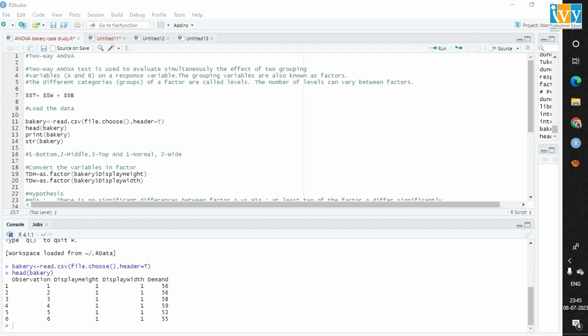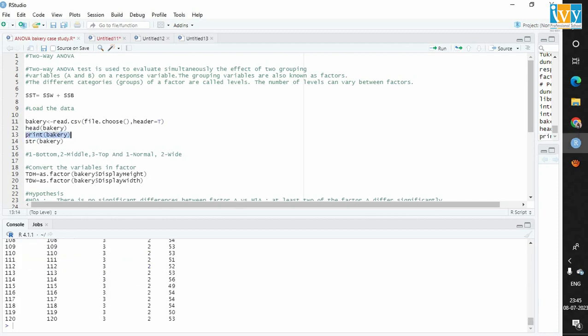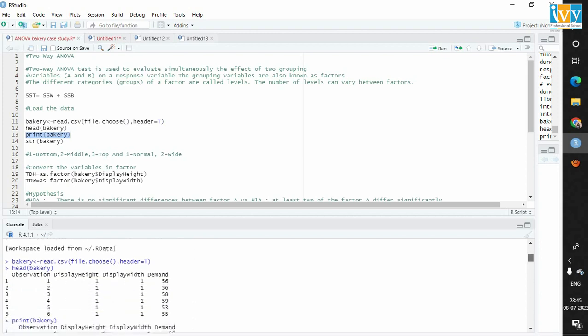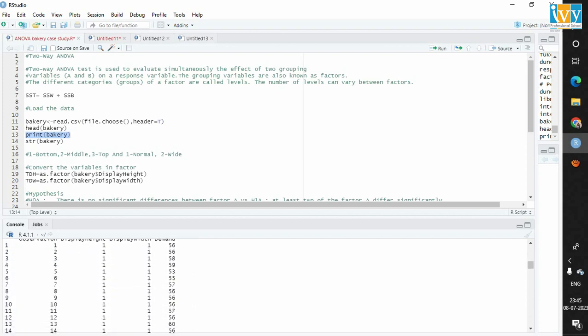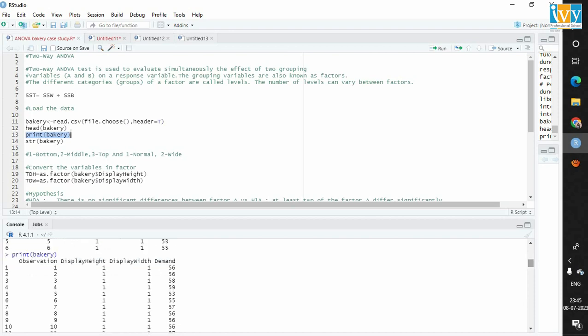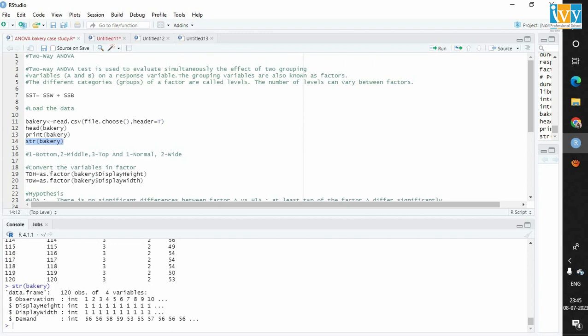So I have already loaded the data, and let's see what the data looks like. We will print the data. So this is what the data looks like, with observation, display height, display width and demand. The structure of it shows we have a total of 120 observations with 4 variables, and all of the variables here are integers.